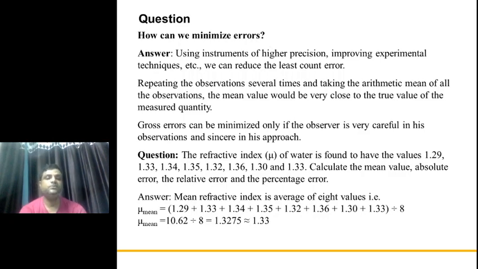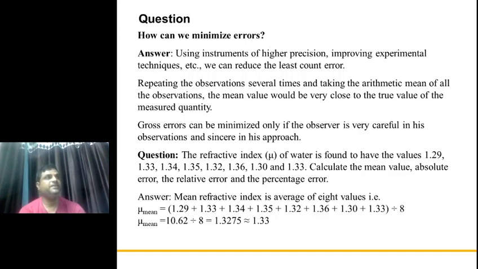Gross error can also be minimized only if the observer is very careful in the observation and sincere in their approach. That's why in any laboratory we have do's and do not's for each experiment. Basically that reduces the gross error. If you are very careful about what you do and what you do not do when you perform a particular experiment or a particular measurement, the error introduced in the measured reading will also be minimized.